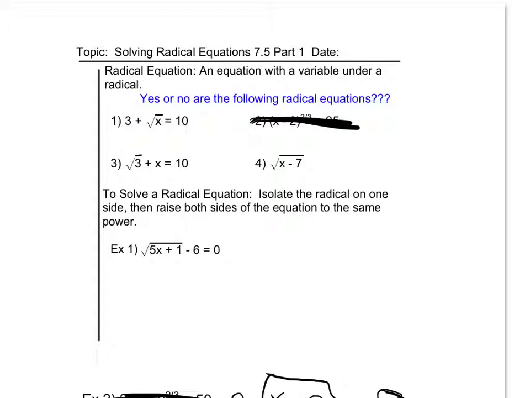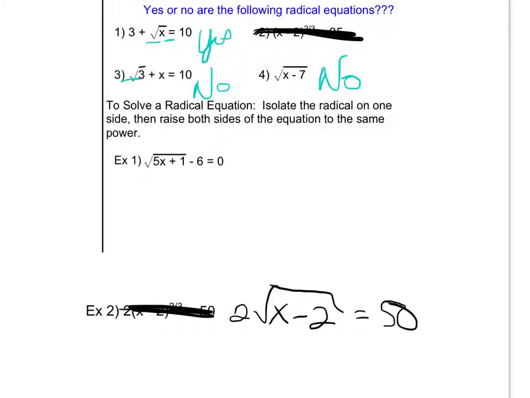So if I look at these, I guess 3, because I crossed one out, these 3 examples here, are these radical equations? Well, I check. I have a variable under a radical. I have an equal sign, so it's a radical and it's an equation, so I'm going to say yes. On number 2, I only have a number under a radical. My variable is not under a radical, so no. And on number 4, even though it does have the variable under the radical, it is not an equation since there is no equal sign, so I will say no.